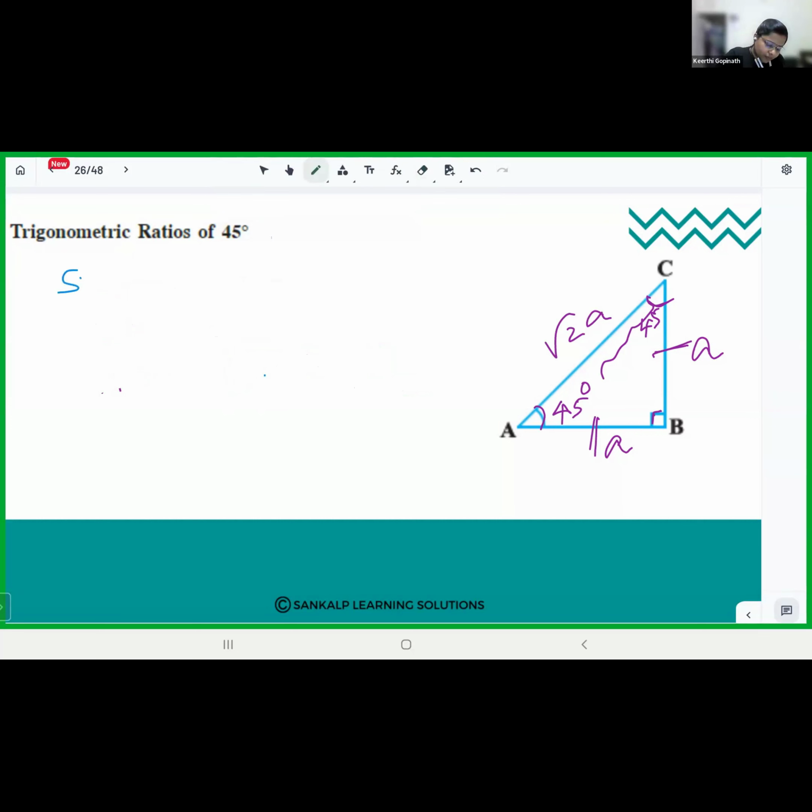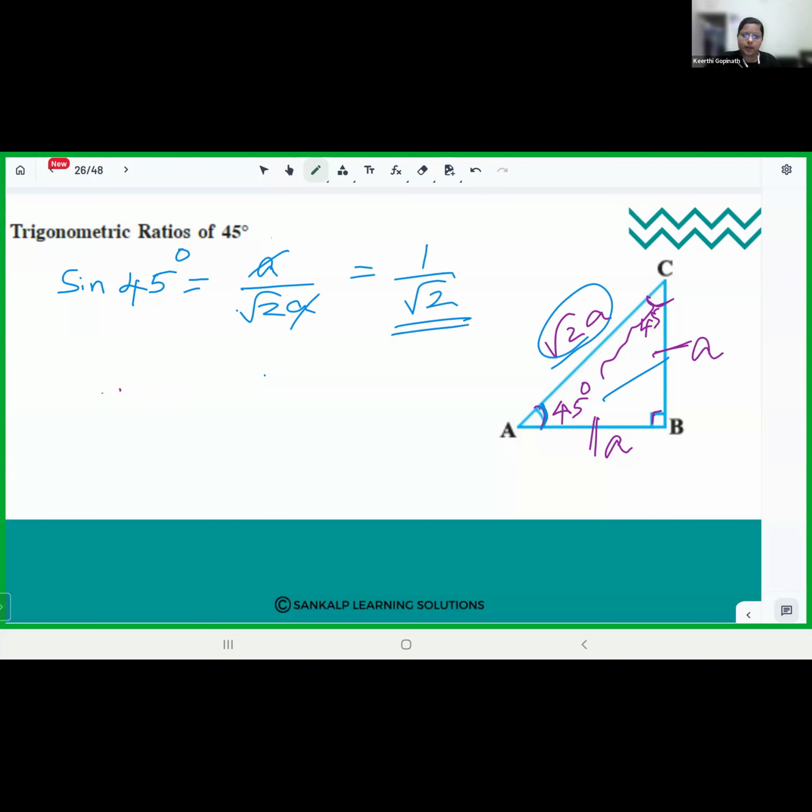First of all, consider sine 45. What is the trigonometric ratio sine? It is opposite by hypotenuse. Consider this 45 degree angle; you can take any 45 degree angle, so I am taking angle A. What is the opposite side? It is A. So A by, what is its hypotenuse? Hypotenuse is root 2A. We can cancel A and A, so the value is 1 by root 2. So sine 45 is 1 by root 2.